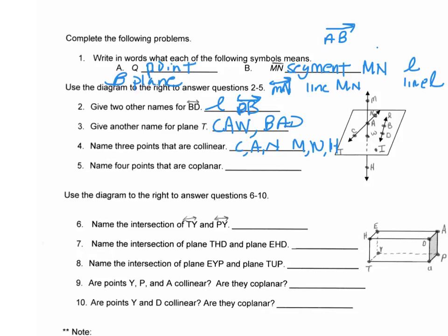Either one of those are acceptable answers. Name 4 points that are collinear. That's just 4 points that sit on that plane. The only ones that don't sit on the plane are M and H because they are on that line that intersected that plane. Everybody else sits on that plane. So I could put B, D, C, A, W, N. All of those are coplanar points, but it only wanted 4 of them.